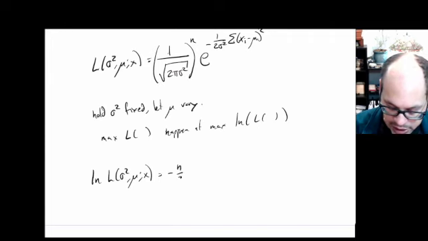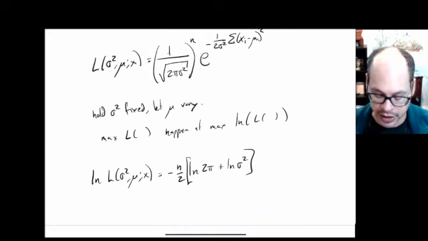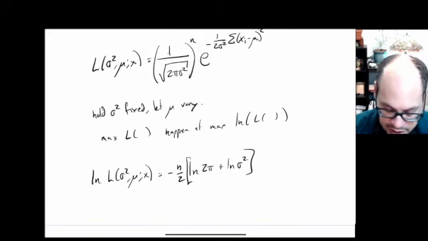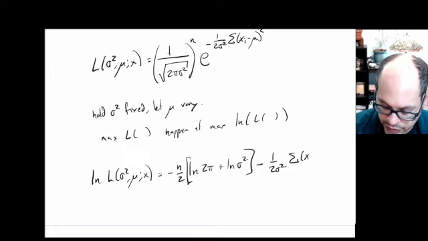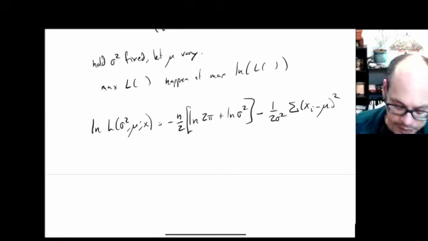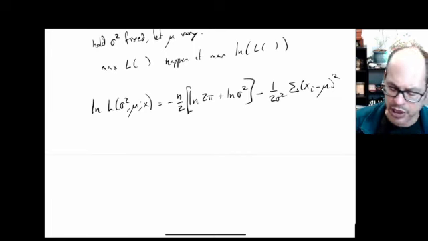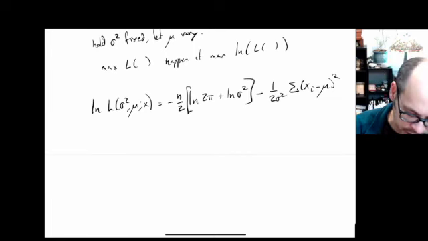So I get minus n halves times the logarithm of 2 pi plus the logarithm of sigma squared. So I get that from my first part. And my second part, I am subtracting 1 over 2 sigma squared, the sum of xi minus mu squared. Okay.